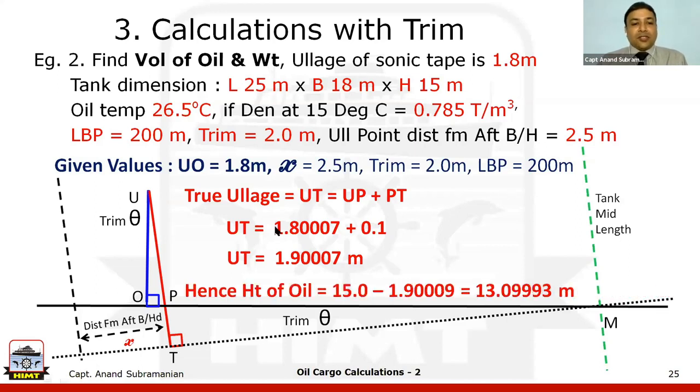Okay. So once we have UT, we can find out the height of the oil. That is the depth of the tank, 15 meters, minus 1.90007. Okay, I've done it wrong over here. The answer is 13.0993 meters. This is the height of the oil. Clear? Now how do we go to the volume, the observed volume?